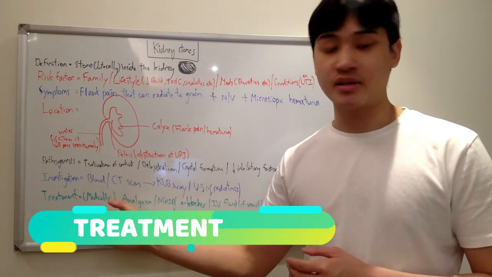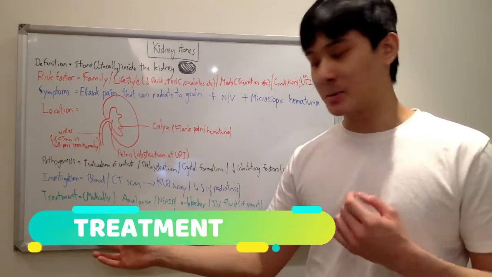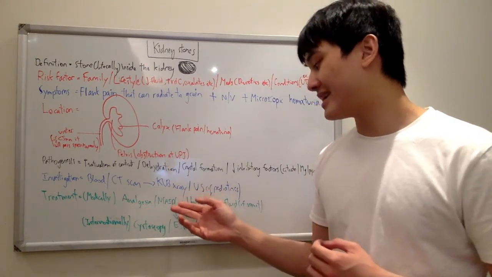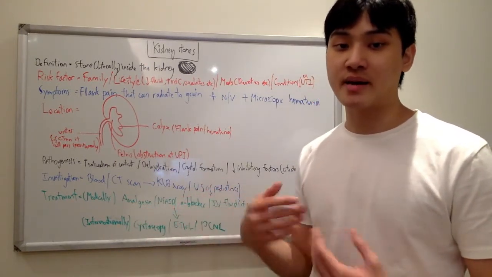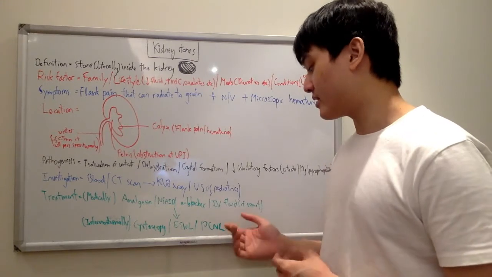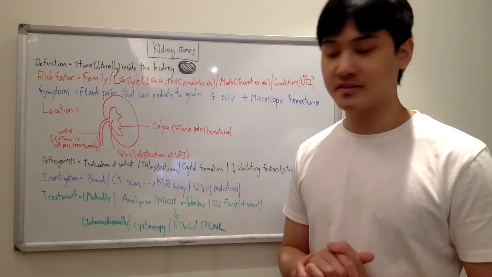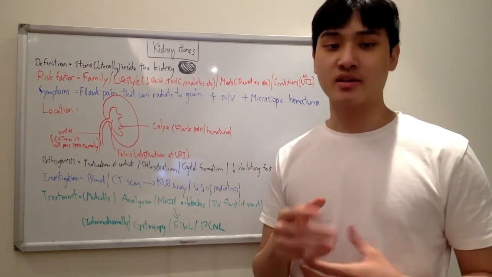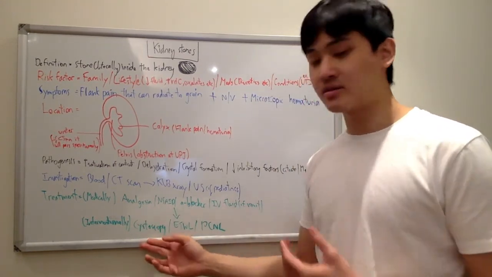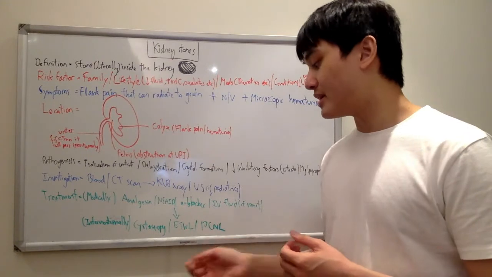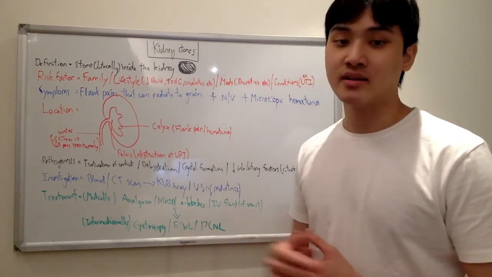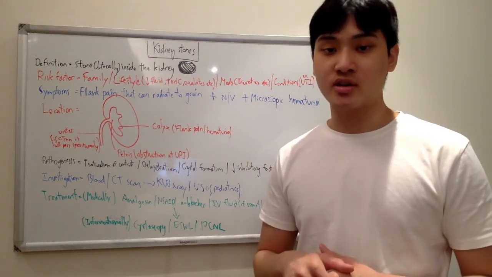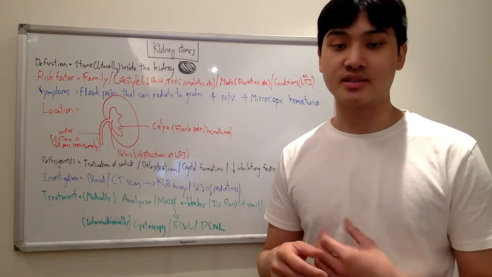Treatment-wise, it could be medical or interventional. Medically, you can have analgesia, you can have NSAIDs, an alpha blocker to pass down the stone, and then IV fluids if the patient vomits. And then we move on to intervention, which is usually a procedure. For example, cystoscopy, ESWL and PCNL. They are methods or types of lithotripsy, which eliminate the stones inside the kidney.